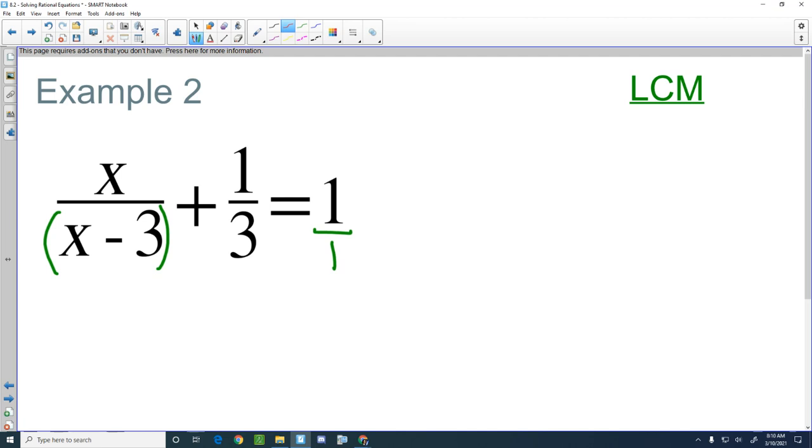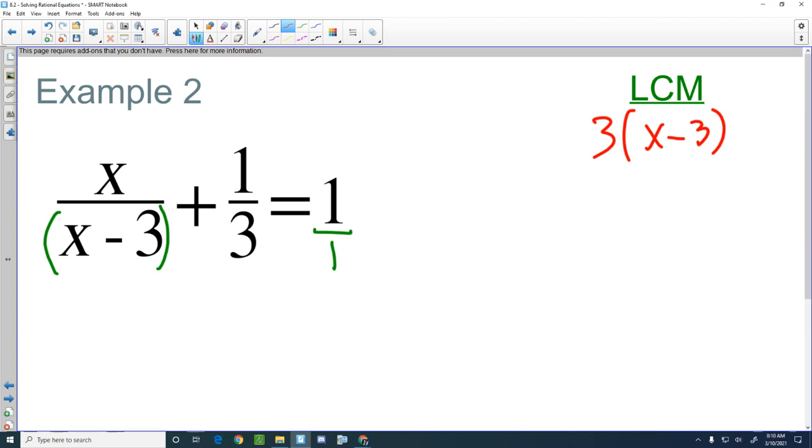Did anyone identify the LCM? A 3. And what else? And an x minus 3. All right, do I need the 1 of that other denominator? No, I mean, you can put a 1 in there. It's not going to change anything. Divided by 1 doesn't affect our value.